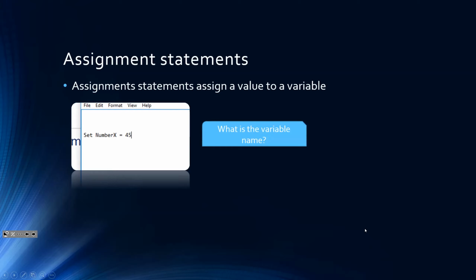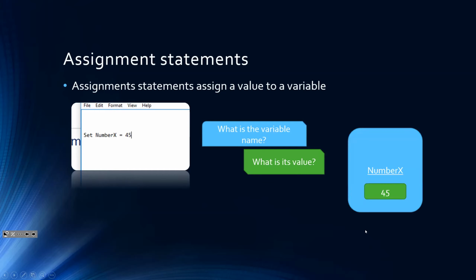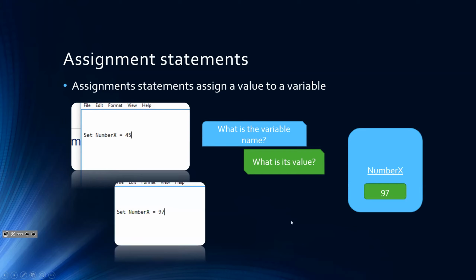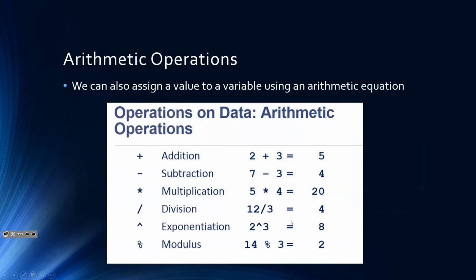Now in this one, what's the name of the variable that is having a value assigned to it? Number x, right. And what's the value? 45. So could we switch it? Could I say set 45 equal number x? No. I could do that if it was math, right? Because a formula is the same either direction, but not when I'm coding because that's not what this is. This is setting a value in a variable. So the variable name has to come before the equal sign and the value has to come after. What's this one going to do? Going to update that number x value to what? 97.